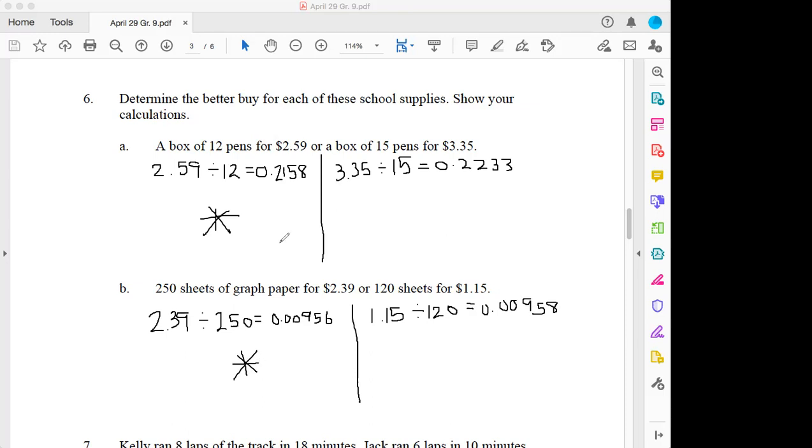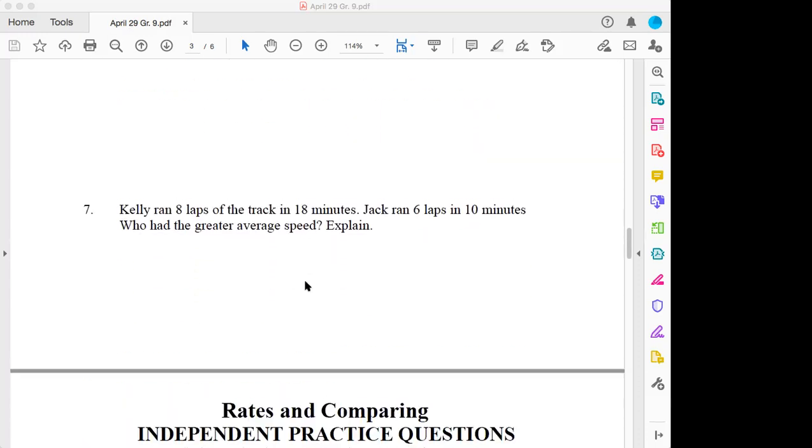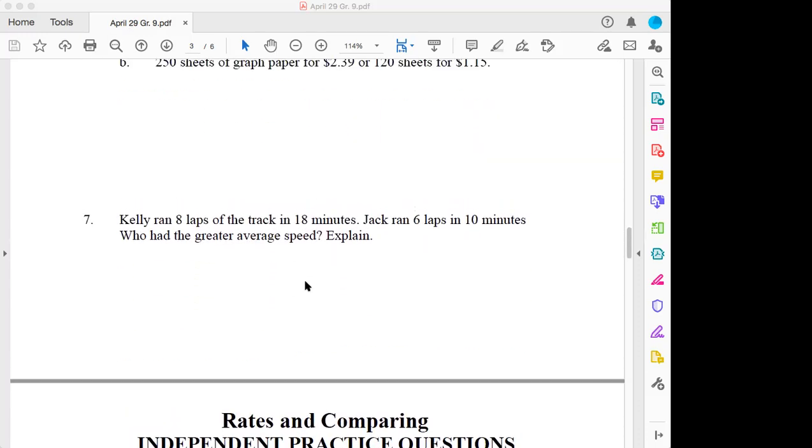Okay, so I'm going to clear this and we're going to do our last example here, which is comparing speeds. So we have Kelly that ran 8 laps of the track in 18 minutes. And we've got Jack who ran 6 laps in 10 minutes. Who had the greater average speed? Okay, so here what we're going to do is we're going to find out how many laps in a minute that they've done.